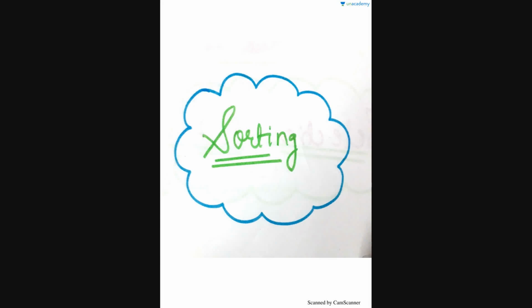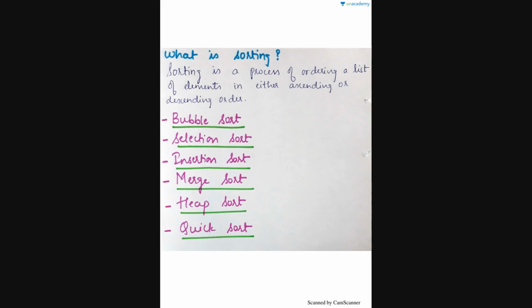Today I am here to explain you all about sorting. So, what is this sorting? Sorting is a process of ordering a list of elements in either ascending or descending order. Now suppose the example is 2, 1, 3. This is not in an ordered manner. So to arrange it, we can do 1, 2, 3. So this is arranged properly. This is nothing but sorting.